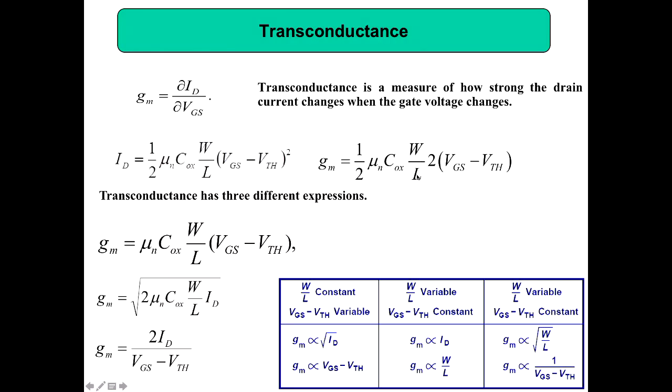W by L constant means when you design, you have already fixed the width and length of the channel. Then if you want to change your GM, you have only one option: change the VGS. But if VGS is already given in your circuit, say this is our threshold value and this is the VGS we are supplying, then for getting a particular transconductance, in the design you can vary the width and length of the channel. Usually people vary the width.